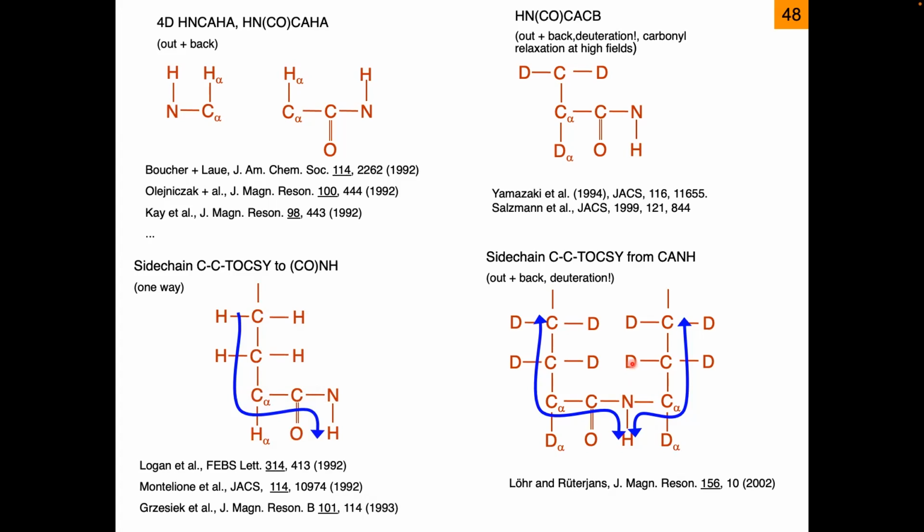Then on the backbone, or a little bit extending the backbone, you could do an HNCA-HA as a 4D experiment where you have evolution on carbon alpha and H alpha. Or you could do, and this is an important experiment that I did not mention before, going by HNCO, CA, CB, and back. When you have a deuterated protein, then this may be the option.